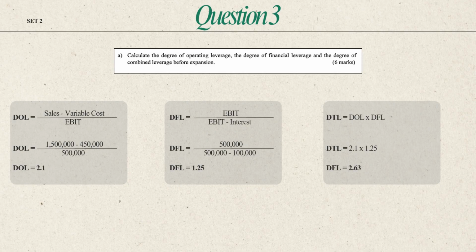The final calculation for question A is the degree of total leverage. The formula for degree of total leverage is degree of operating leverage multiplied by degree of financial leverage. So therefore, the degree of total leverage is 2.10 multiplied by 1.25, which equals 2.63. This indicates that a 1% change in sales will result in approximately a 2.63% change in earnings per share. So the firm faces moderate total risk before expansion.